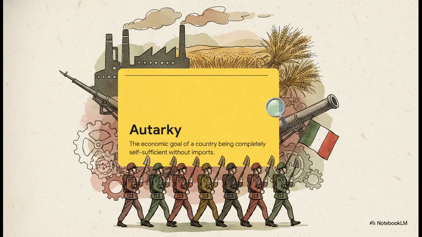With his enemies out of the picture, Mussolini turned to the economy. His big goal here was called autarky. That's a fancy word that basically means a country makes absolutely everything itself and refuses to buy anything from other countries. To force everyone to do this, Mussolini used really aggressive military-sounding words, launching these highly publicized national battles to force Italy to be completely independent.